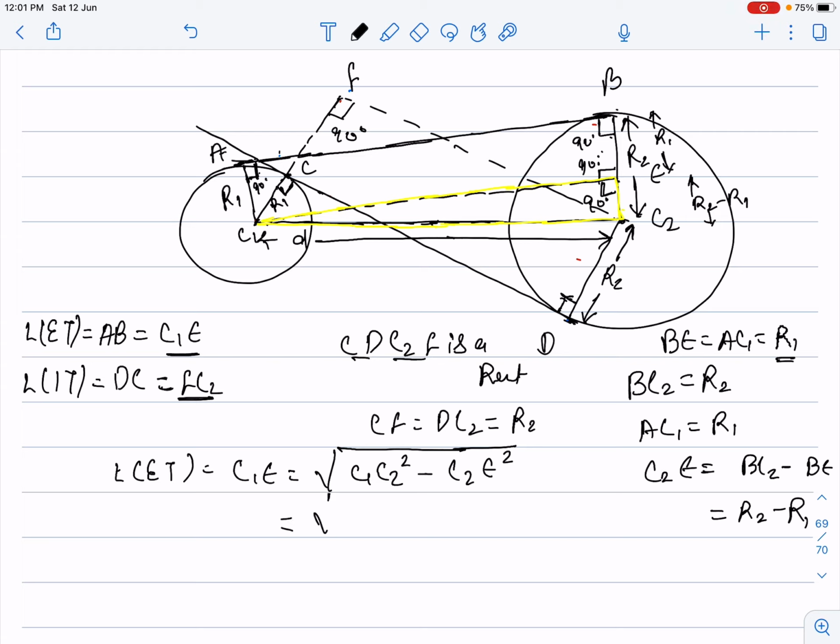So we'll be going to write it like C1C2 is what we are knowing, D we are knowing, and C2 is what we are knowing, minus R2 minus R1 the whole square it will be. Guys, then we'll be going to get the value of internal tangent. Length of internal tangent will be becoming what?